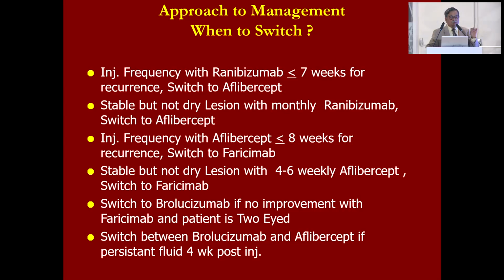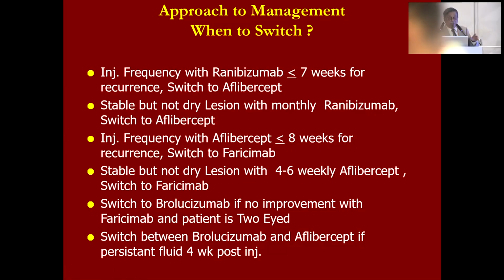So when to switch? If you're on ranibizumab and you're getting recurrence in less than 7 weeks, switch to aflibercept. If you've got a stable lesion, not dry, and you're needing injections monthly to 6 weekly, again switch to aflibercept. If the patient is on aflibercept and you're needing injections more than once in 8 weekly, again consider a switch to faricimab if the patient can afford it. The same applies if the patient is stable and again you're needing 6 to 7 weekly aflibercept, switch.